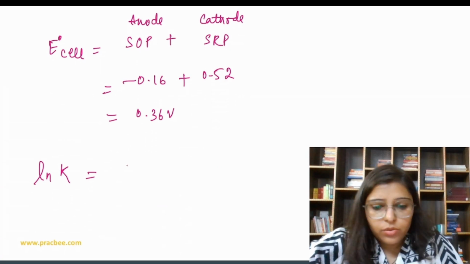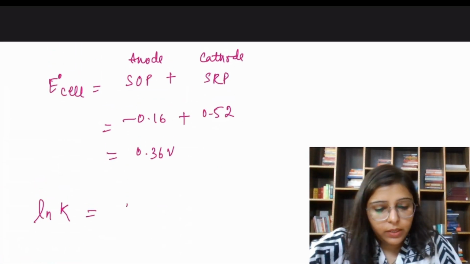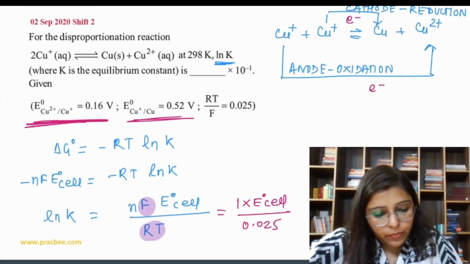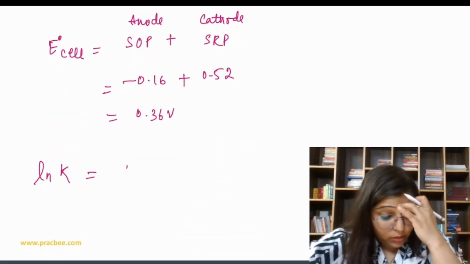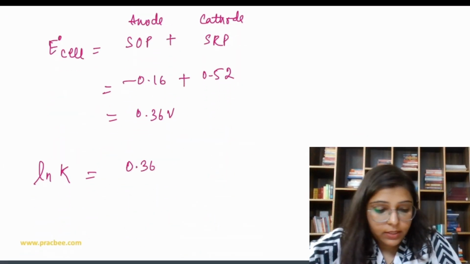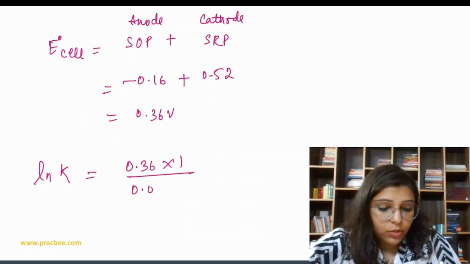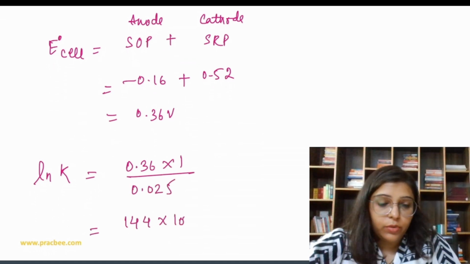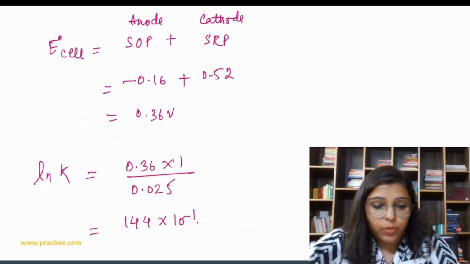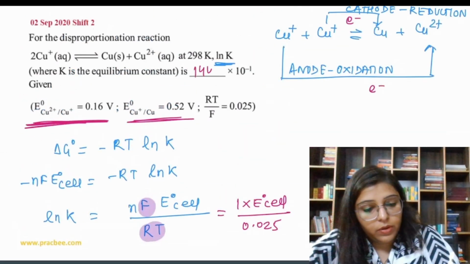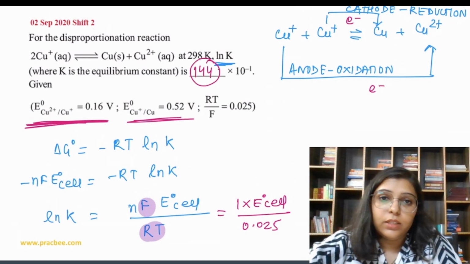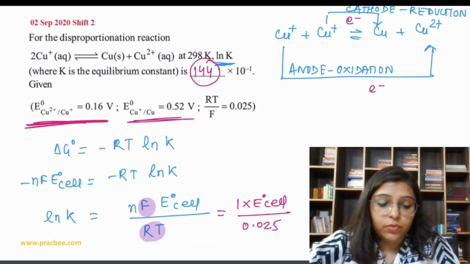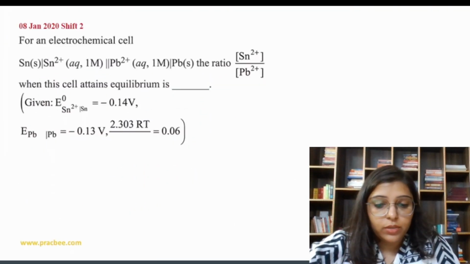Okay, fine. So E naught cell is going to be 0.36 into 1 upon 0.025. So when you solve that, you get 144 into 10 to the power minus 1. So the answer is going to be 144. That's it. Now let's do the next question.